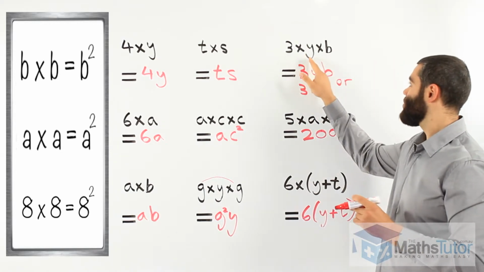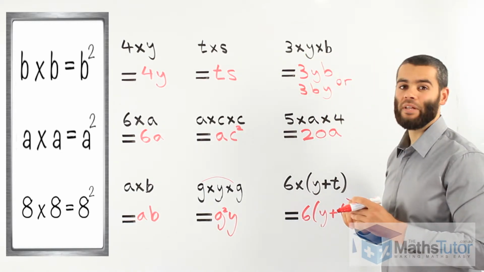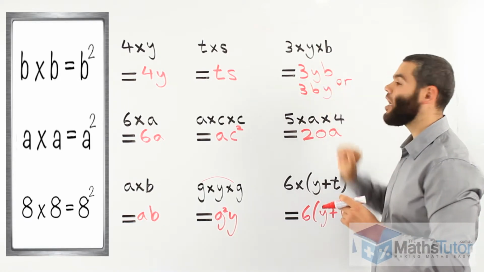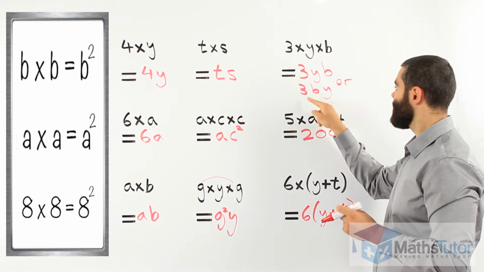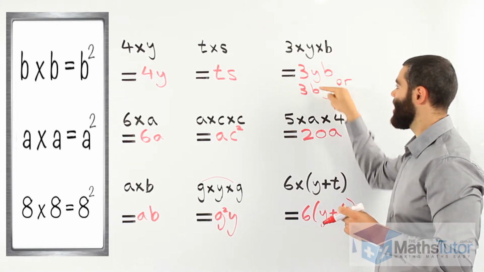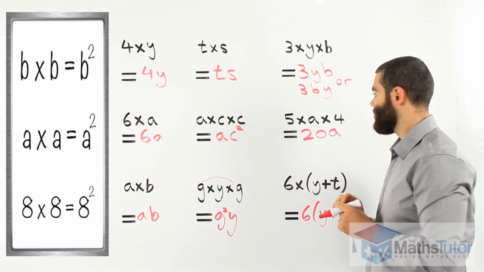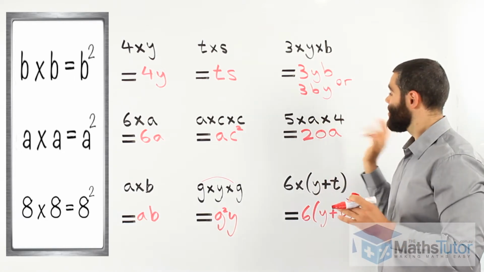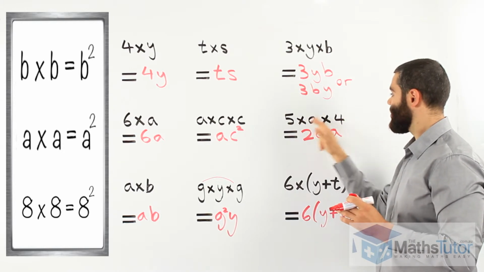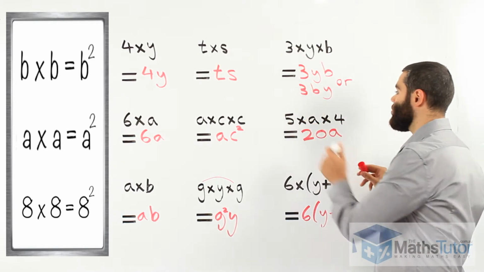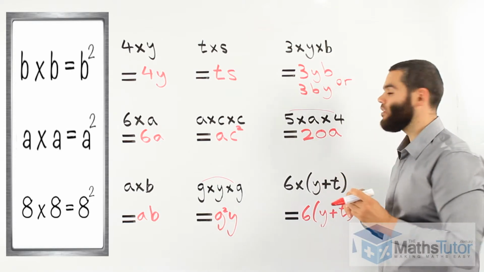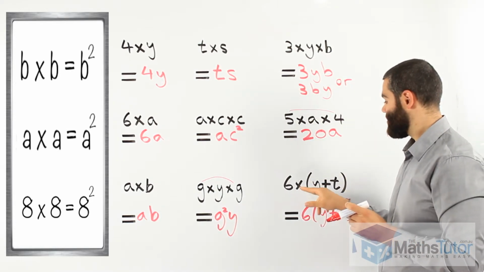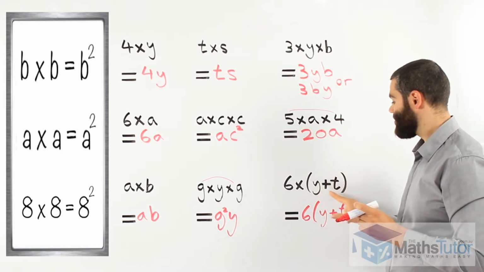And 3 times Y times B. Again, the multiplication signs are gone. 3YB, we know it means 3 times Y times B, or we can write it 3 times B times Y. Both are correct. Whatever way you choose is fine. 5 times A times 4. We know there are numbers multiplied. 5 times 4 is 20, 20A.